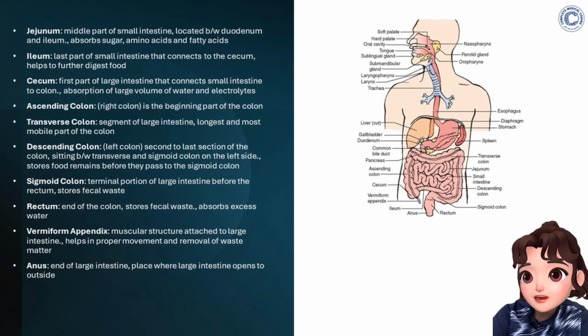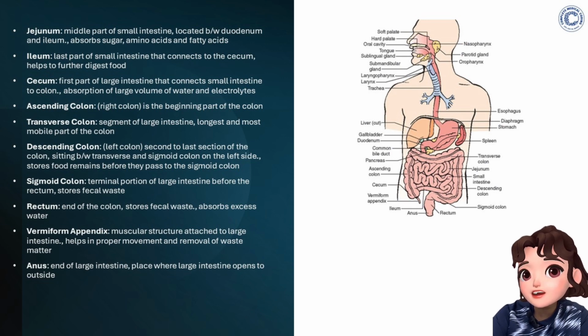Then comes the sigmoid colon. It's the terminal portion of the large intestine before the rectum and it stores fecal waste. Then the food moves into the rectum. The rectum is the end of the colon. It stores fecal waste and absorbs excess water.